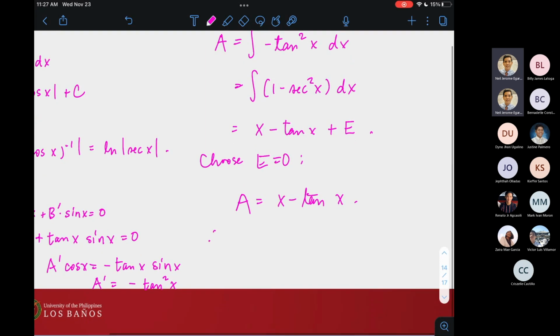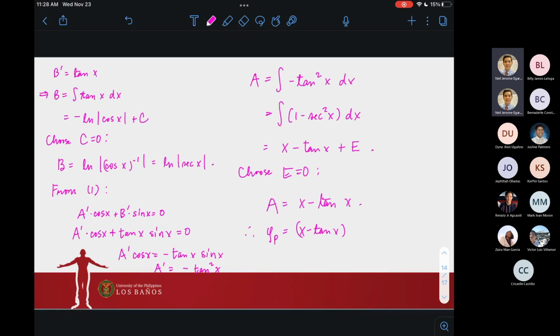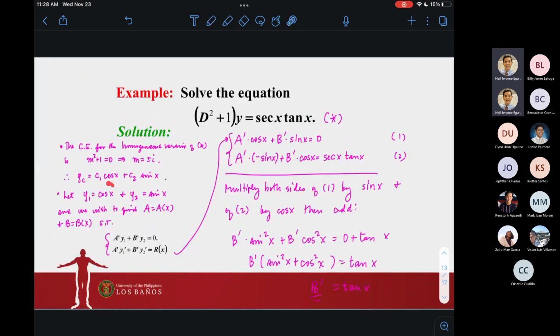So therefore, our particular solution is a, x minus tangent x, times y1. What was our y1? My y1 is cosine, and my y2 is sine.